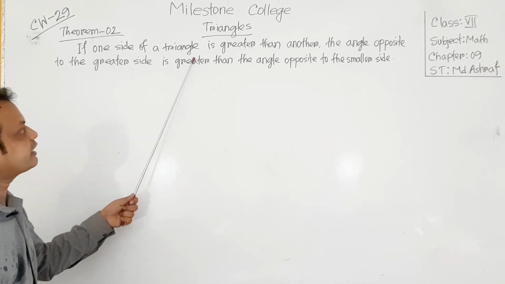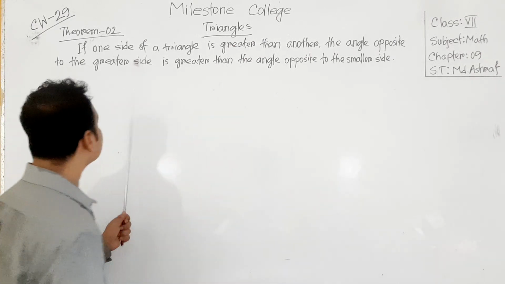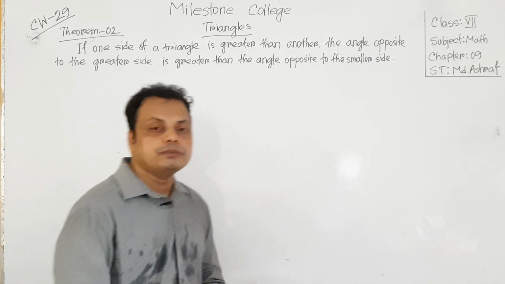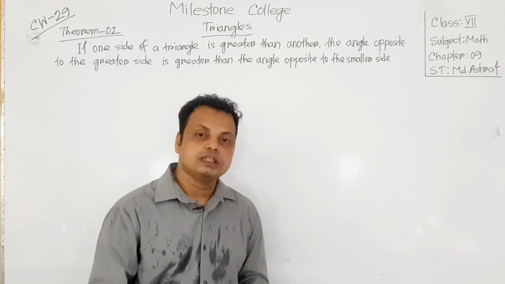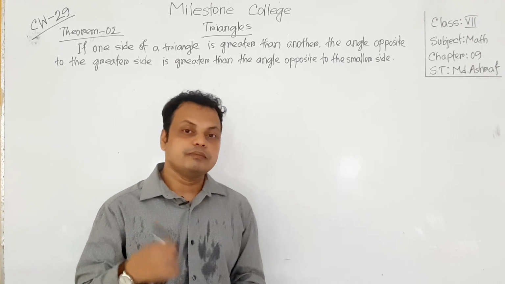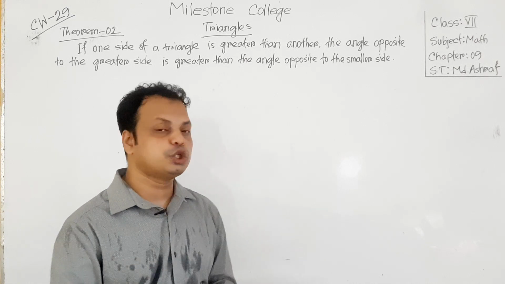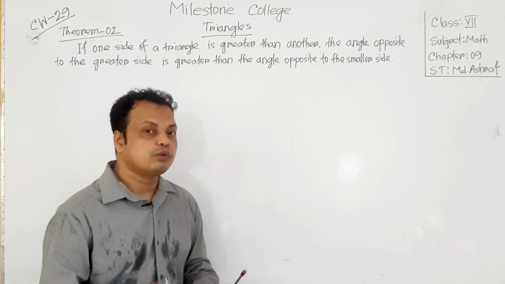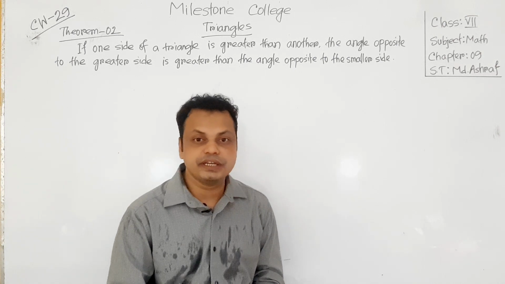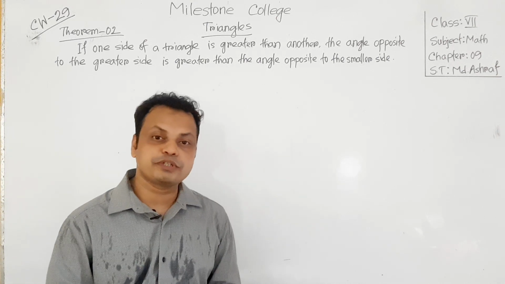If one side of a triangle is greater than another, the angle opposite to the greater side is greater than the angle opposite to the smaller side. So I told you in a triangle we will get 3 sides. How many sides we will get? 3 sides. Among 3 sides we will consider 2 and we will compare in between 2 sides. Okay, so we will take different length of the sides. The larger side's opposite angle will be greater than the opposite angle of a smaller side.